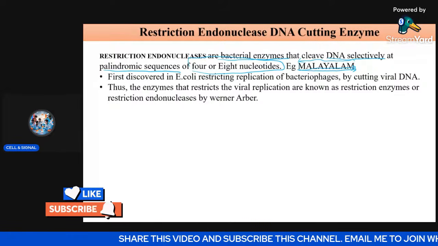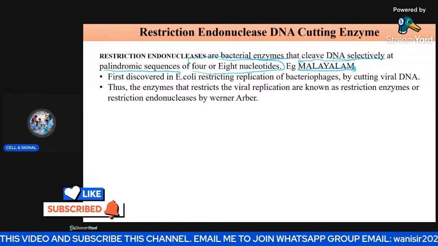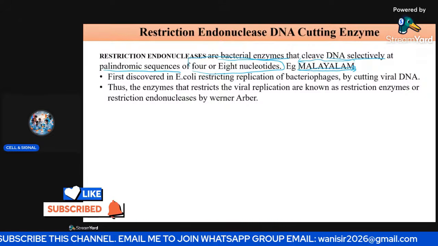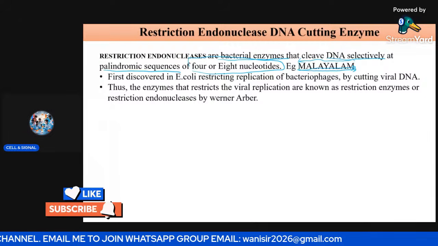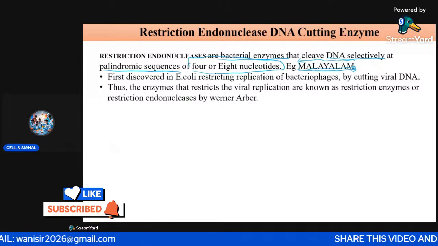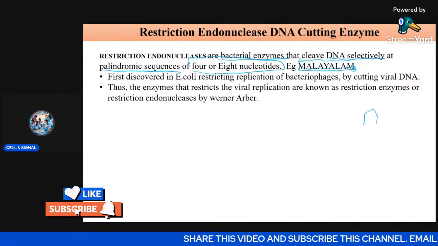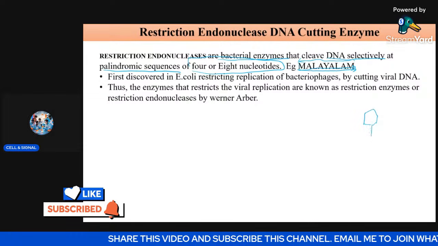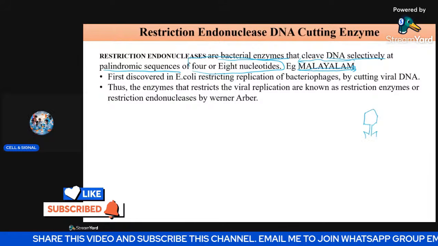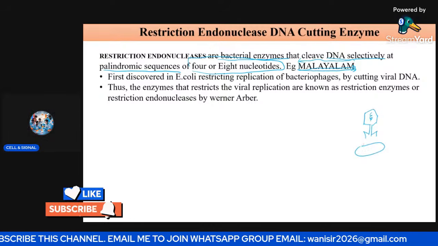This was first discovered in E. coli, restricting replication of the bacteriophage by cutting the viral DNA. When we come to understand restriction endonucleases, they were first discovered in E. coli. Bacteriophages are viruses that eat up the E. coli. These are the enemies. Bacteriophages are the enemies of the bacteria, and this is the E. coli.